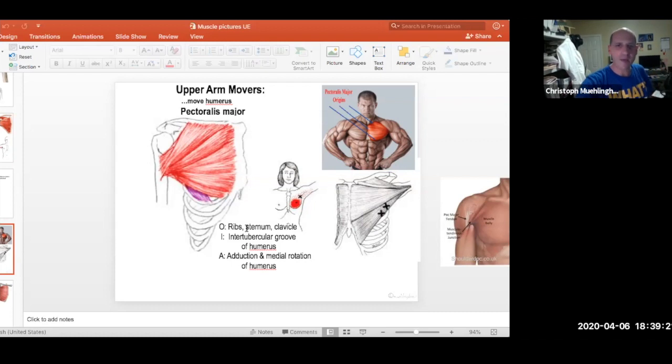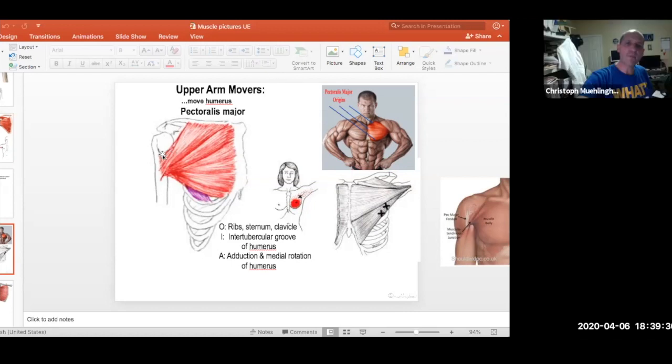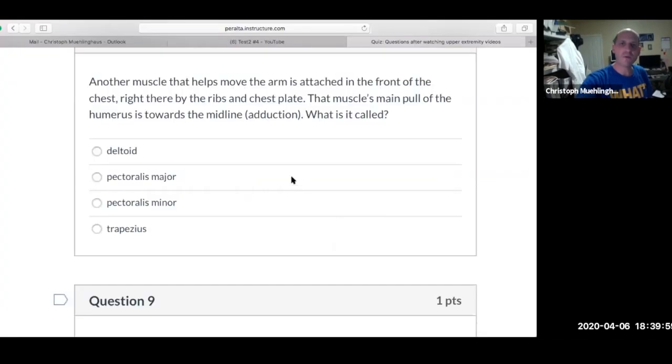Let me see where I'm at with it. Can you guys see the PowerPoint? Yeah. Good. Okay. So that muscle is attached all the way on the clavicle and then all the way to the chest plate, to the lower part of the ribs here. And it anchors into the intertubercular groove, which is between the little tubercles. When you see where it is, you know it brings the arm towards the midline, as in adduction. So it brings the arm inward.